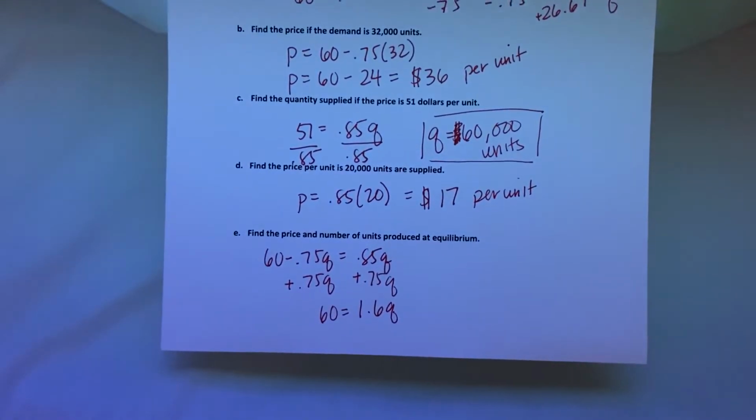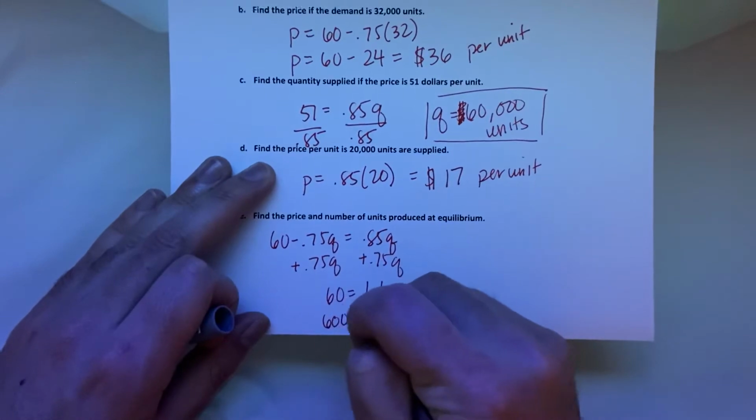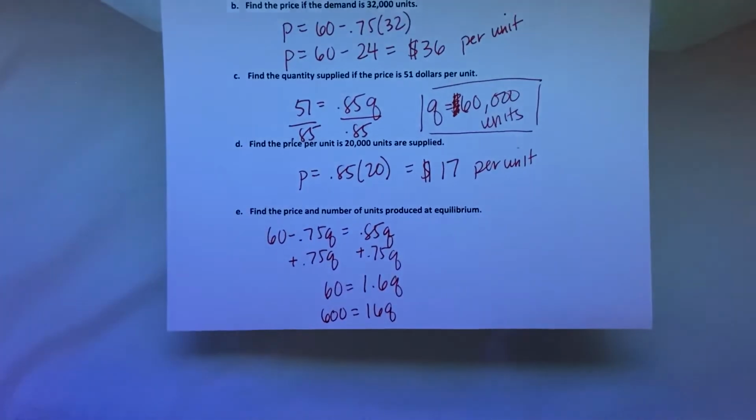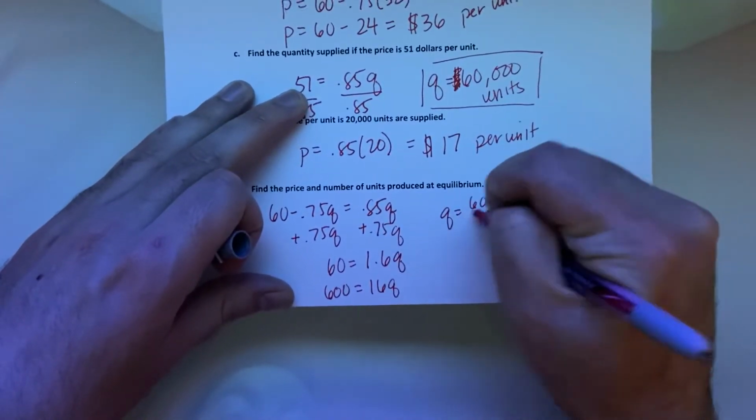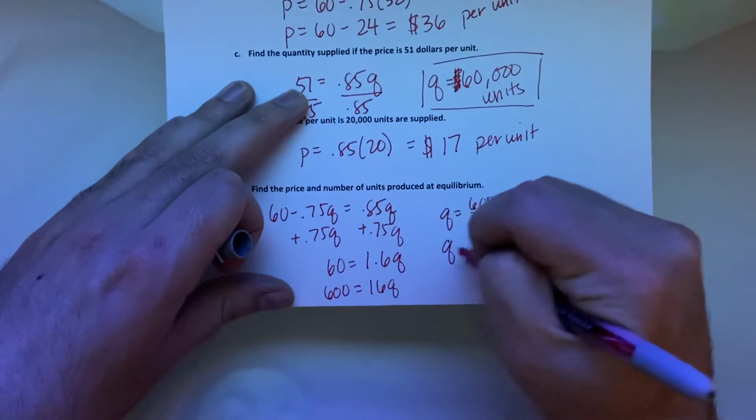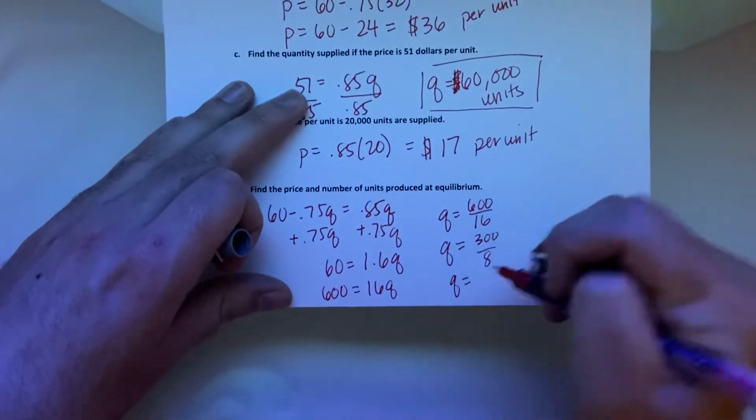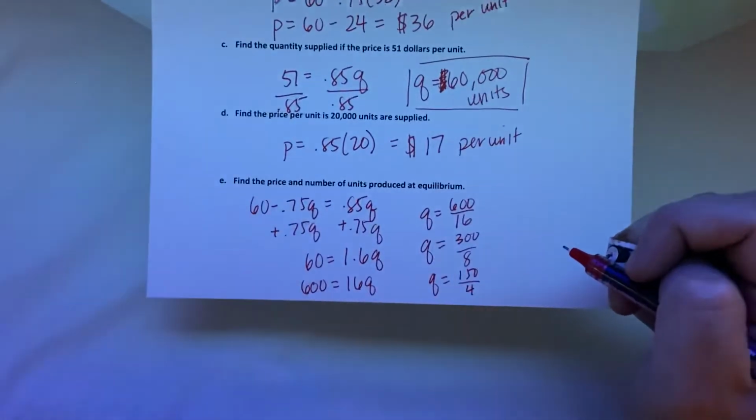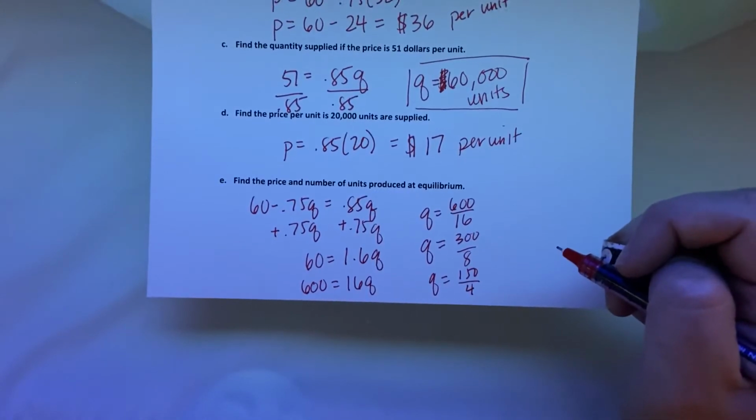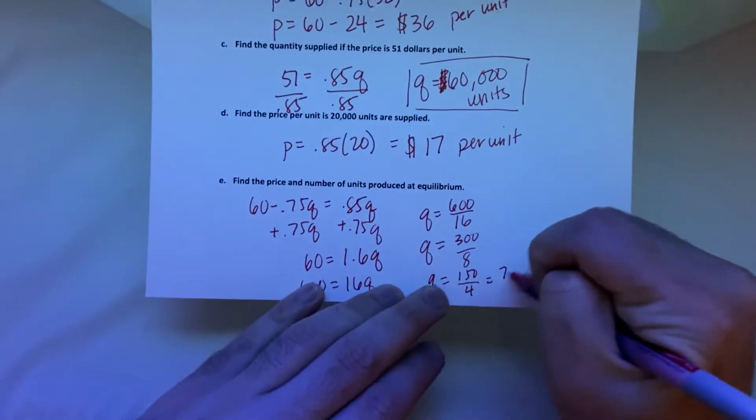Now you ask yourself, how many times does 1.6 go into 60? You're not sure, but remember that if you want to move a decimal, you can multiply everything by 10. So 600 equals 16Q. This might be easier. So Q is 600 over 16. We can reduce to 300 over 8. Still even, so we can go to 150 over 4, which reduces to 75 over 2.